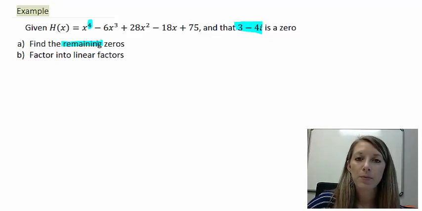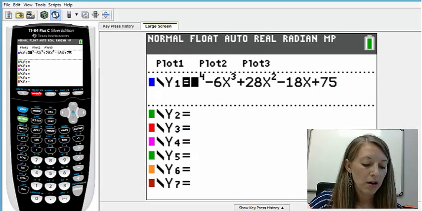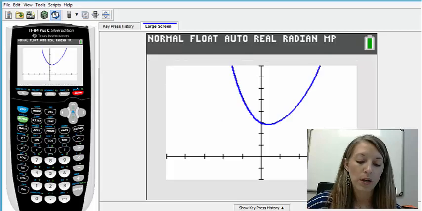Now in the last few examples, I've told you to graph this on the graphing calculator first, and then get a guesstimate of what your zeros are. So I have substituted this into my y equals, the same equation there. I have plotted it on the window where my x values are going from -5 to 5, and my y values are going from -50 to 200, where my y scale is 25. And when I graph it on this window, it looks like this right here.